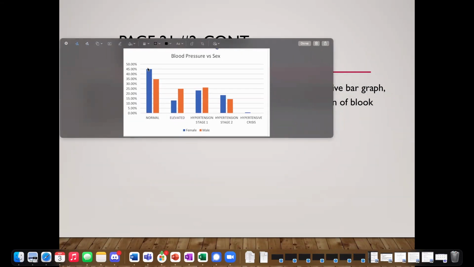What you're trying to show here is how likely the male versus female is. So you don't say that there are more males or more females, you say likely. It looks like females are more likely to have lower blood pressure, and males are more likely to have a higher blood pressure. It's more likely that females have a normal blood pressure. Hypertension stage 1 and 2 look pretty similar, with maybe some minor differences. And hypertensive crisis is almost no males.